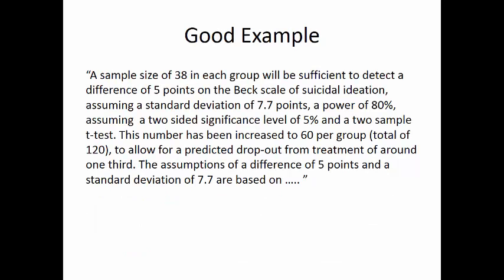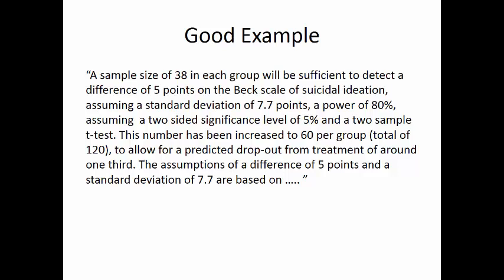Okay, so I'm going to give you what I call a good example. That's something I made up, and this brief example goes through all of the pieces of a sample size calculation that you need to include. So I'll go through the different pieces. A sample size of 38 in each group. I've stated what the sample size is going to be. Important thing: it will be sufficient to detect a difference of 5 points on the Beck scale of suicidal ideation. So what is my outcome variable? What's my study endpoint? It's clearly stated. And then how big of a difference do I think there will be between my groups?